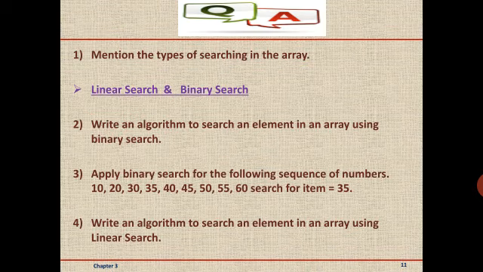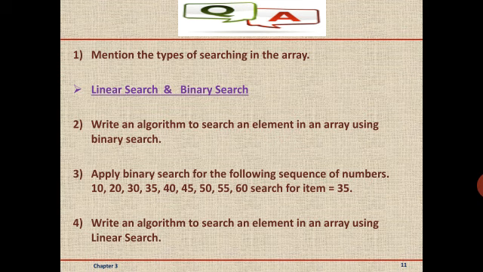So in today's class, students, the most important thing is there are two important search methods. One is linear search, the second one is binary search. Both the algorithms are important from the annual exam point of view for 5 marks. So let us conclude today's concept with some questions and answers. Mention the types of searching in array, that is linear search and binary search.